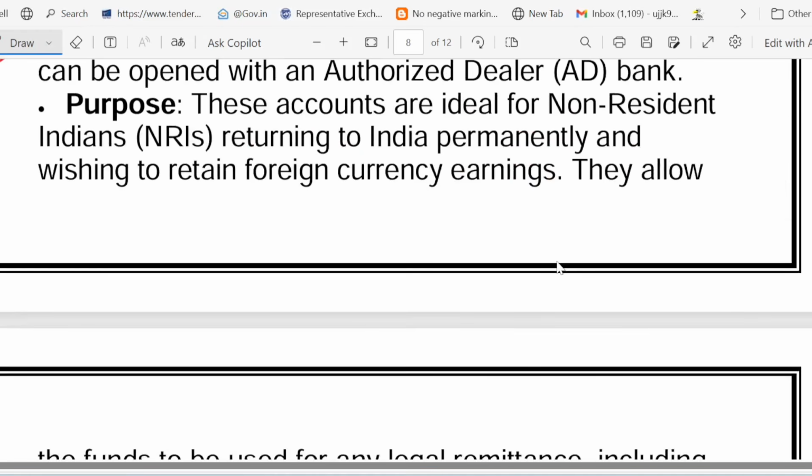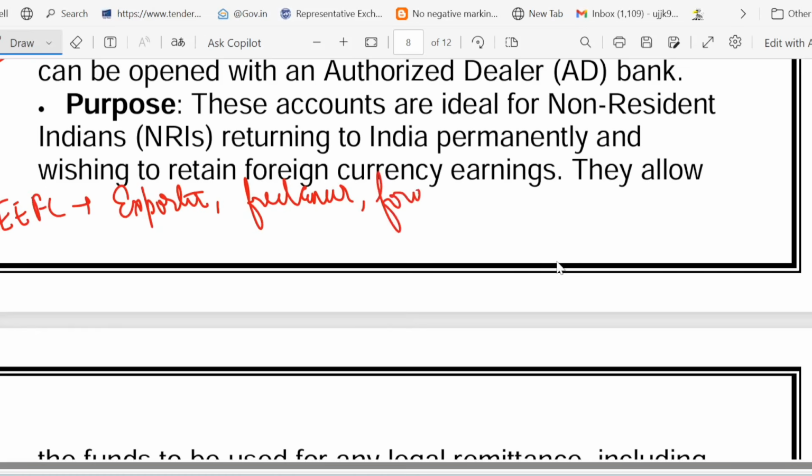I told you about the EFC account. Just now I told you that this EFC account can be opened by an exporter, by a freelancer, or by a Forex earner, right? It can be opened by a Forex earner. But if we talk about the RFC account, it can only be opened by a returning NRI. That's the difference.